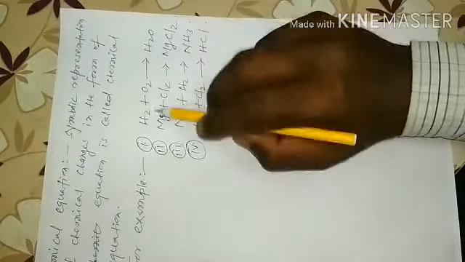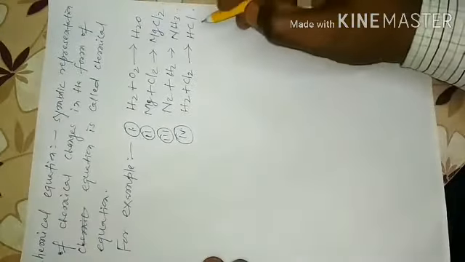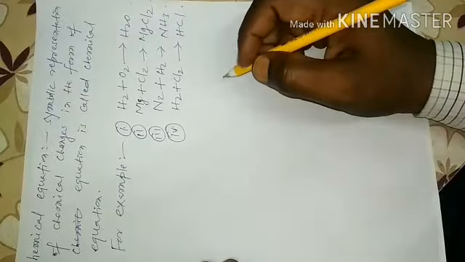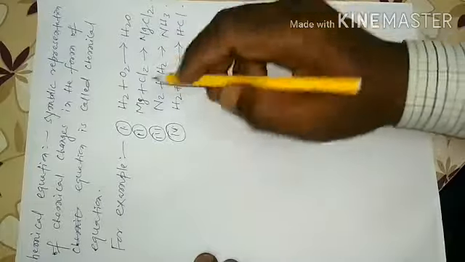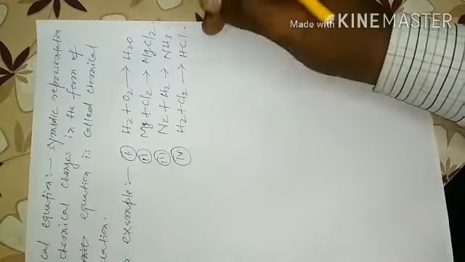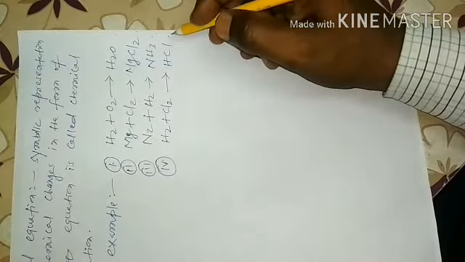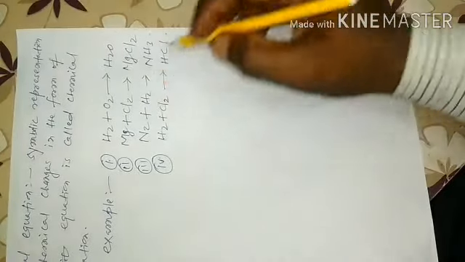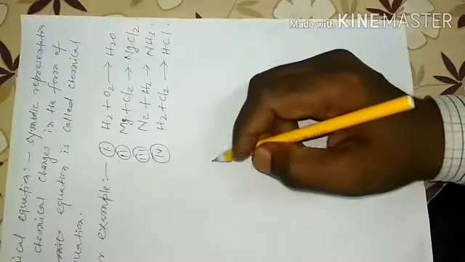Here all the equations are in the form of unbalanced chemical equations, which we will study later. There are two types of chemical equation, unbalanced chemical equation as well as balanced chemical equation. Here all the examples are unbalanced chemical equations, and when we learn about the types of chemical equation, we will describe it and we will balance all these chemical equations.